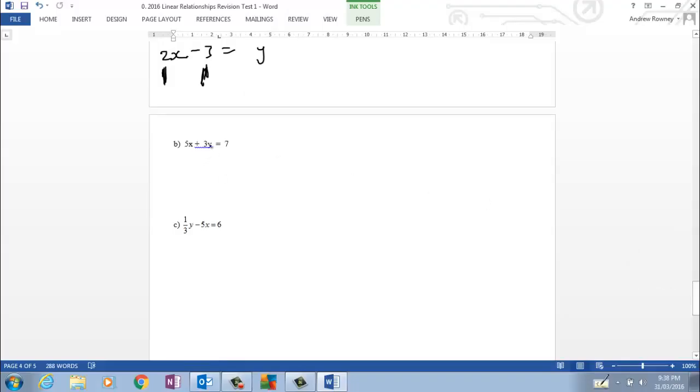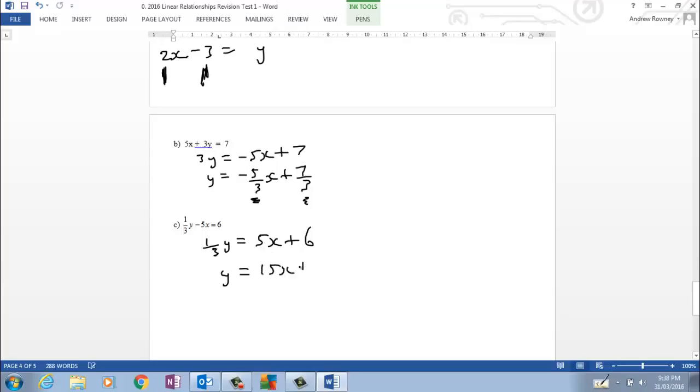Part B, take 5x over to the other side. So that'll be minus 5x plus 7. And then we want to divide by 3. So that's going to be minus 5/3 x plus 7/3. And that's the slope and that's the intercept. The last one, I'll take the 5x over the other side and get plus 5x plus 6. Now to get rid of the divide 3, we're going to times by 3. So it'll be 15x plus 18. That's the slope and that's the intercept.